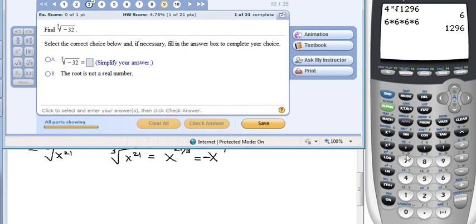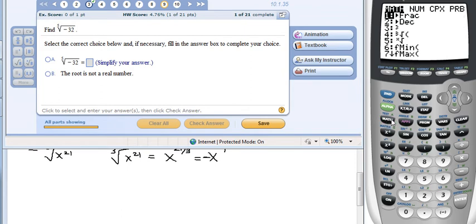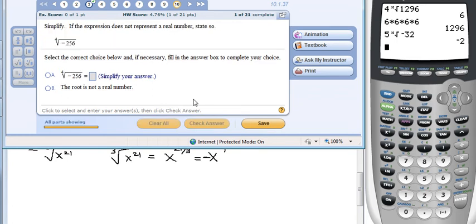Same thing here. We want the 5th root. Okay? We want option number 5. And we want a negative 32. Negative 2. Negative 2 times negative 2 times negative 2 times negative 2 times negative 2 is negative 32.